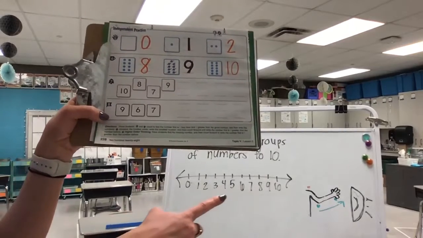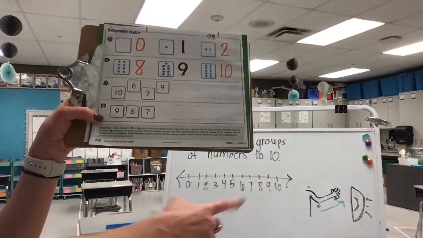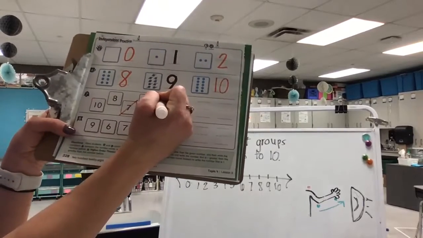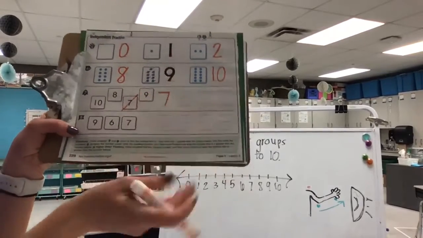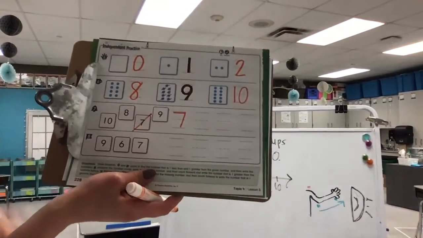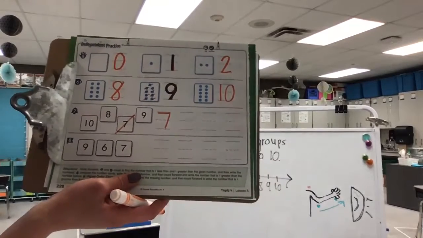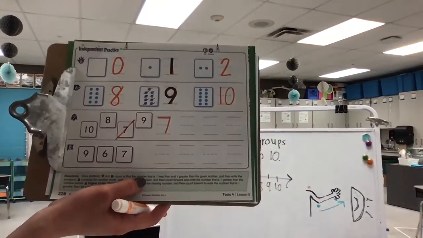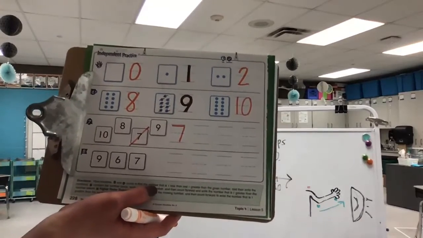I see on my number line that 7 comes first. So I want you to mark out the 7 so you know you've already written it, and write it on the first line, 7. We're going to write that 7 on the first line to get us started. Now, I'm writing my numbers in order. When I write and count my numbers in order, what number comes after 7?